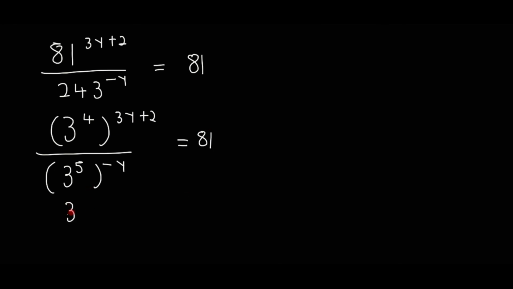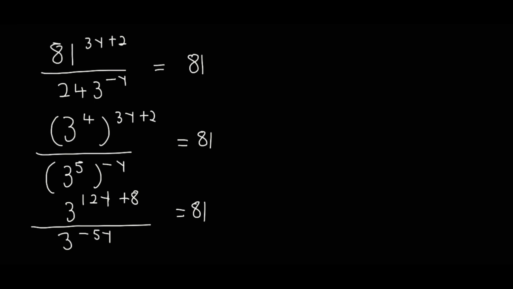And then from there we have 3 to the power, we take this 4 and multiply by 3y, so 4 times 3y we get 12y, and then we do the same thing, we take this 4 and multiply by these 2, so 4 times 2 we get 8, and then at the bottom we have 3 to the exponent minus 5y, because you have 5 times minus y, and then you have minus 5y, and then this is equals to 81.